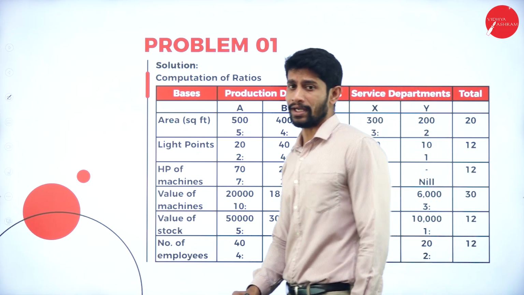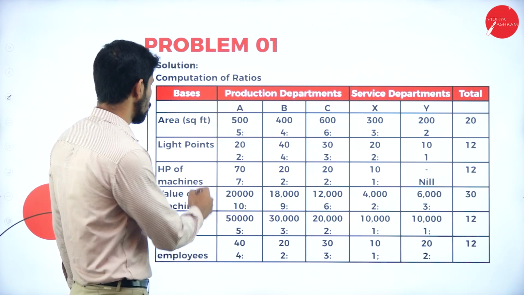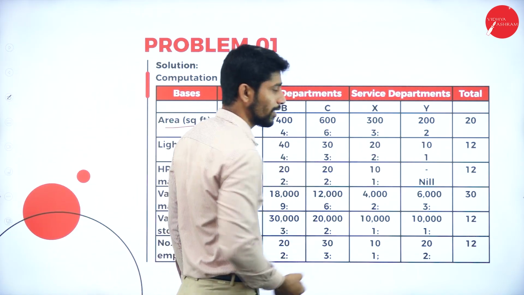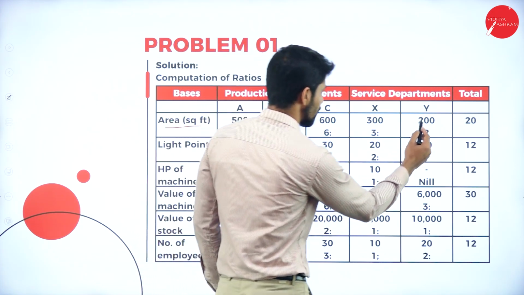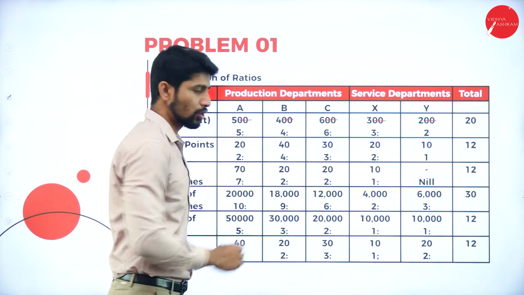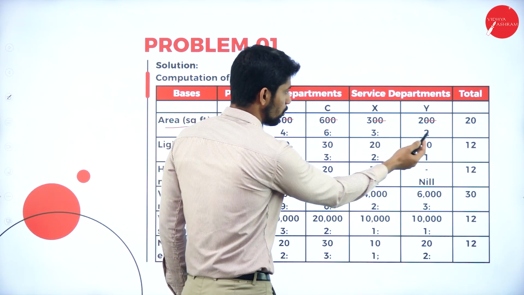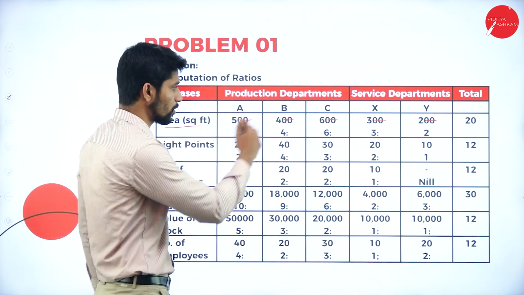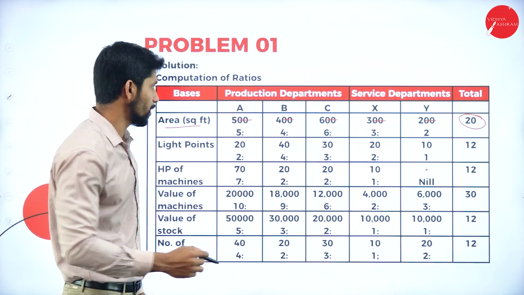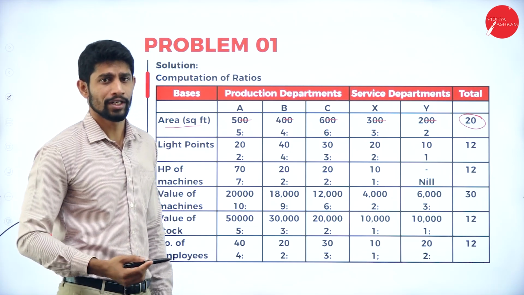First, you are supposed to find out the ratio. Here area is given: 500, 400, 600, 300, 200. If you cancel 2 zeros, because everywhere you have 2 zeros, now what is the ratio? 5:4:6:3:2. That is the ratio. Total is 20. So if you are allocating any expenditure with respect to production department A, 5 divided by 20 you are supposed to do.